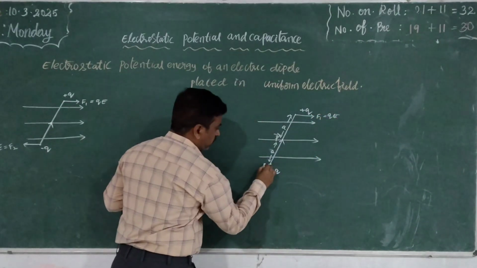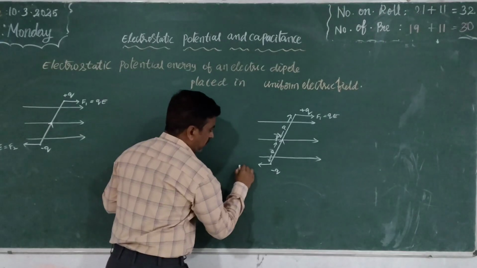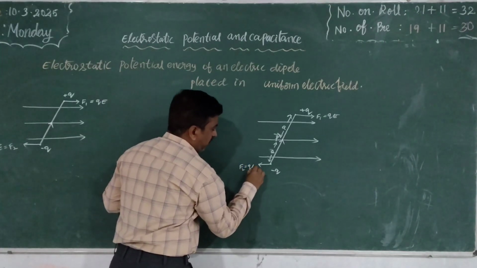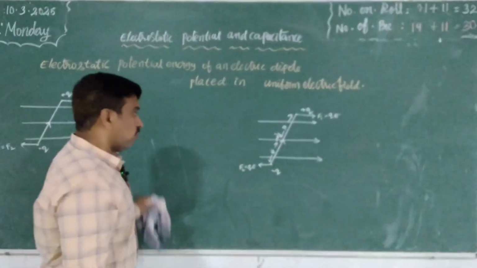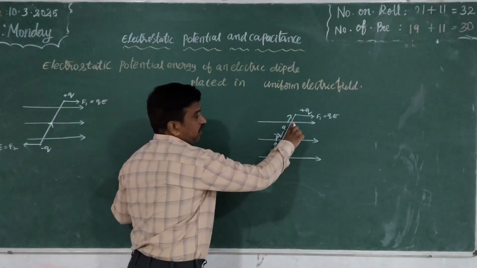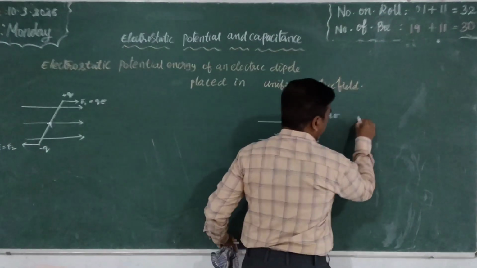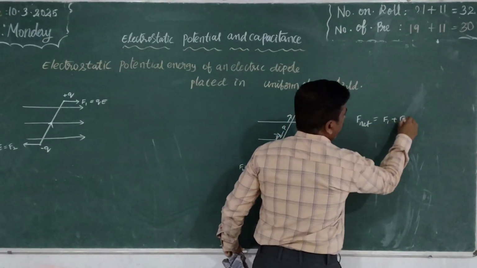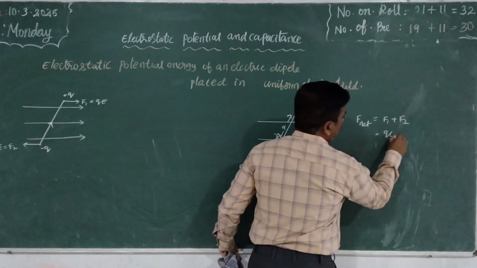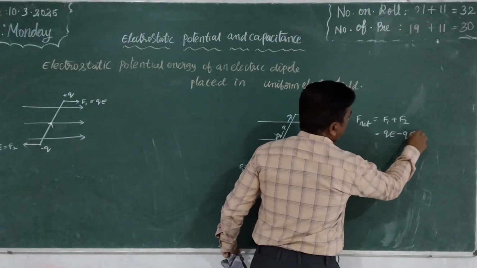Here there is one more force acting opposite to the electric field, that is F2 equal to minus QE. This minus indicates opposite to the electric field. What is the net force acting on the electric dipole now? I write here F net equal to F1 plus F2. So F1 is QE, F2 is minus QE.